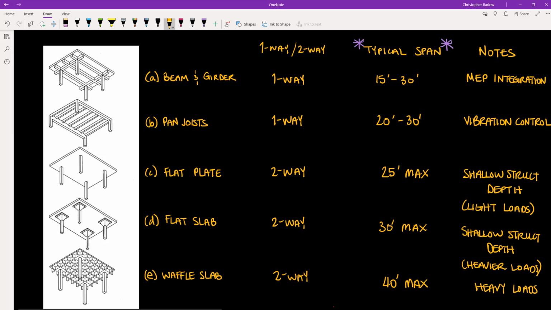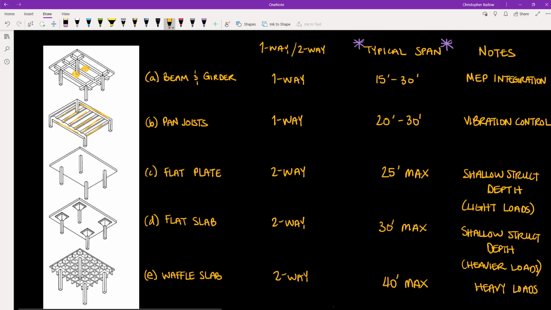And note that in this case, as it is essentially like a steel system, we can more easily accommodate penetrations through the slab between beams. Next we have the pan joist system, which is very similar to the beam and girder system. However, in this case we have a lot more intermediary beams or joists, and they are typically much shallower than the girder. The typical span for the pan joist system is 20 to 30 feet, and it is typically the most ideal for controlling vibration.